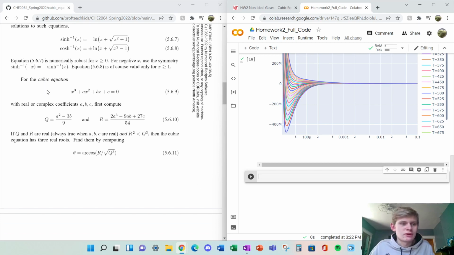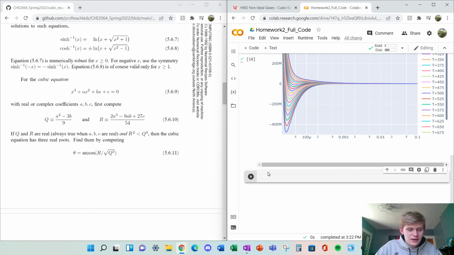Just a refresher, our Cardano equation is this cubic function right here, x cubed plus ax squared plus bx plus c. We'll be basically using this as our main focal point. And what we want to do first is find our cubic roots of this function. With our coefficients a, b, and c, we can first compute this q value and r value.